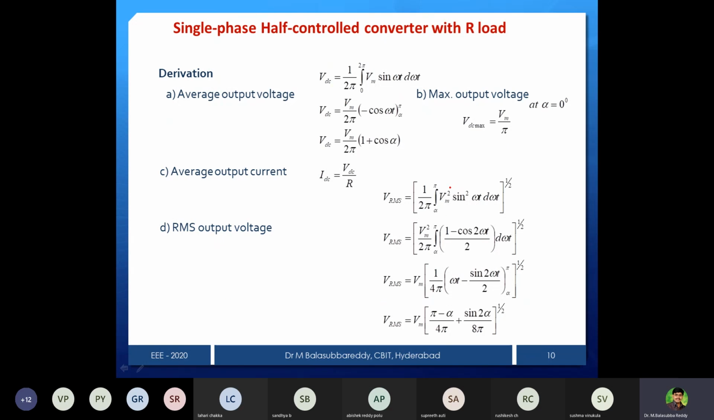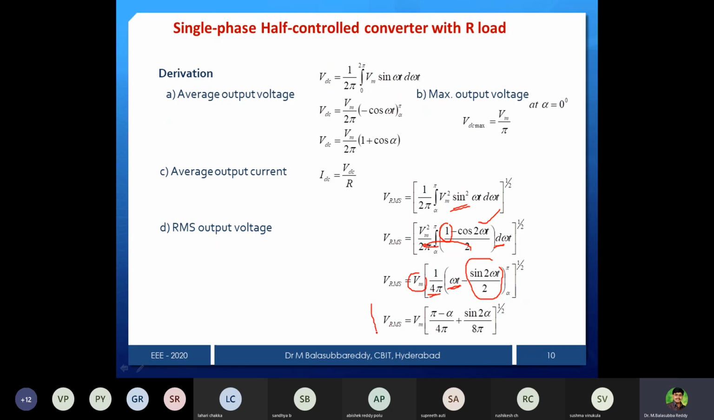Now Vm square I am taking out. In that, sine square omega t I can write as 1 minus cos 2 omega t by 2, and the 2 also we will take out. Then 4 pi will be there, and 1 into d omega t will give omega t, minus sine 2 omega t. The integral of cos 2 omega t I can write as sine 2 omega t by 2, and the limits are alpha to pi.